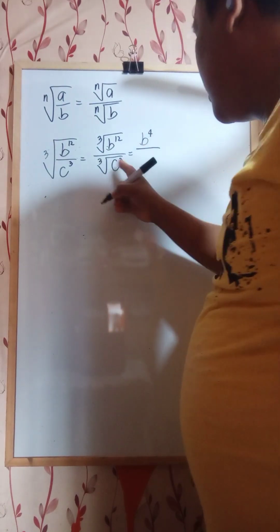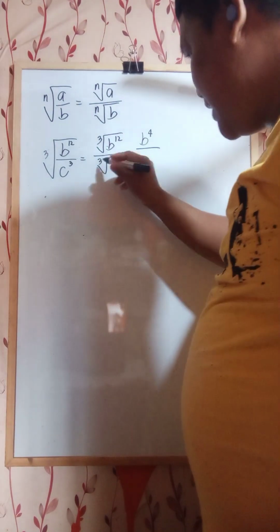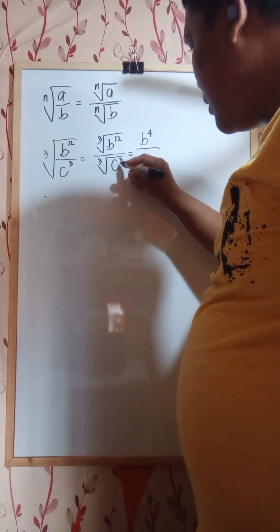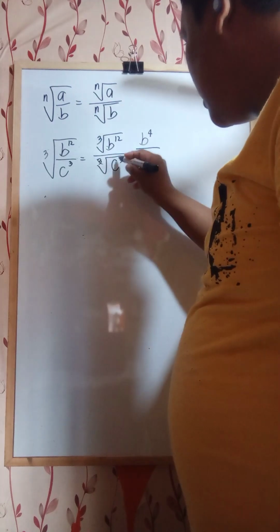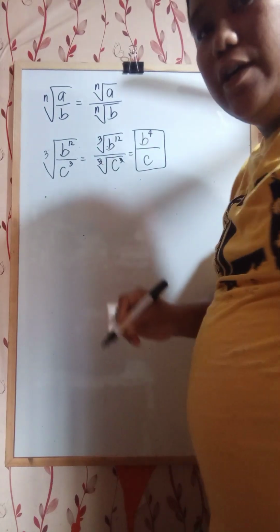all over. So kana siya sa first law. Parehas sila og numbers, parehas ang exponent og ang index, cancel out. So C. So the answer is b to the power of 4 over C.